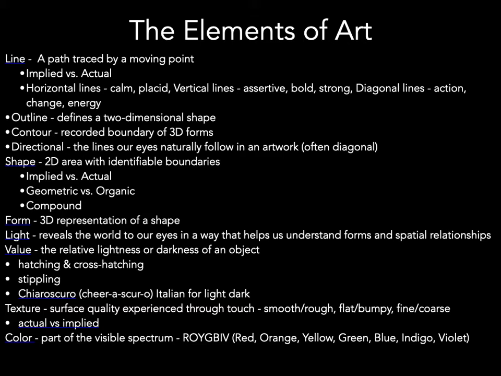So light is the element that reveals the world to your eyes. It helps you understand forms and spatial relationships. If that doesn't make sense to you and you want a physical experiment in understanding this concept, go into a room without windows and turn off the lights. So because it reveals the world to you, and because value is the relative lightness or darkness of an object, value is essentially the way that light falls over an object.